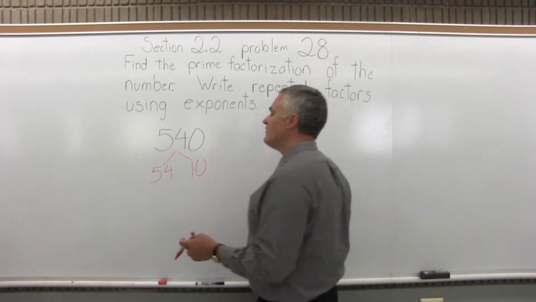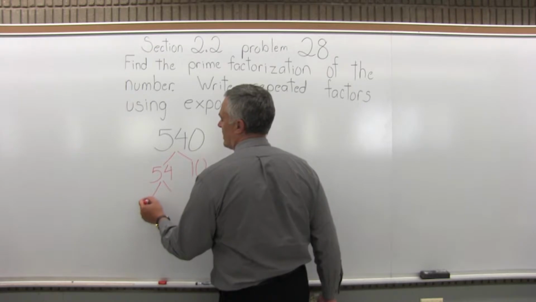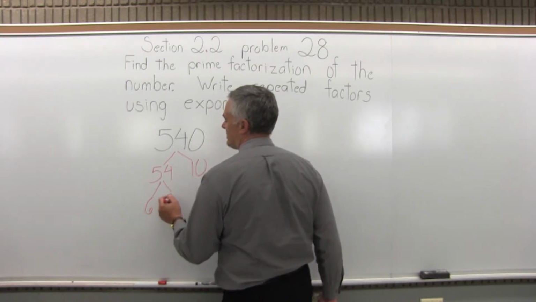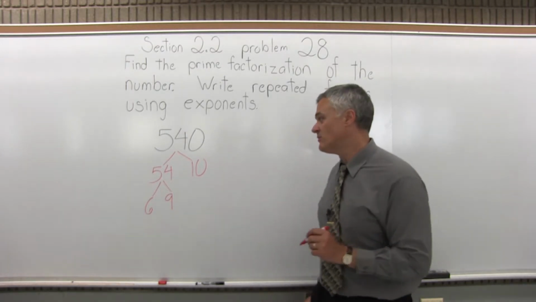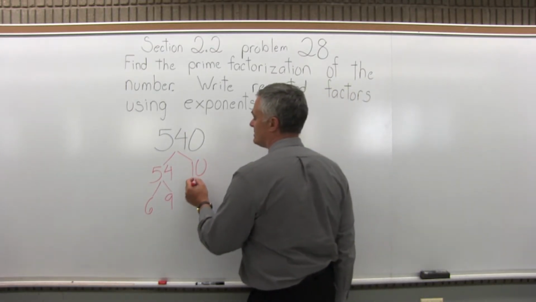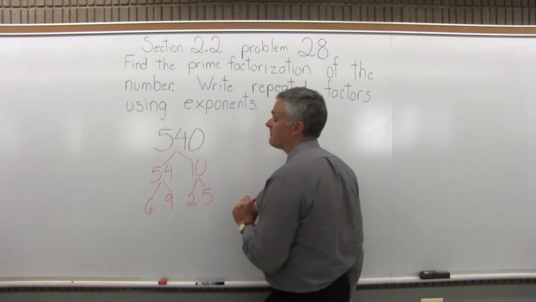So now 54. What numbers multiply to make a 54? Again, we have a few options, but the first thing that jumps into my head is 6 times 9. 6 times 9 multiplies to make 54. And the 10 will also split. That can split into 2 times 5. 2 times 5 makes a 10.